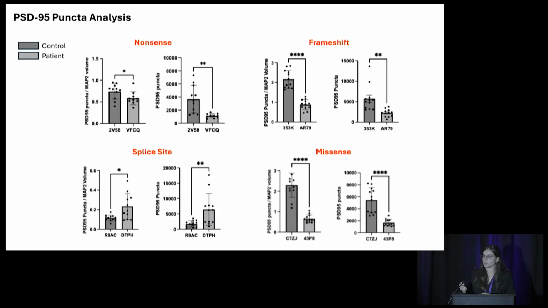So far, this is what we have seen. For all the darker bars here, that would be our controls, and then the lighter bars would be the patient, right? So we have our 4 different mutations here, and as you can see, for all of our mutations, we see an underexpression, a lower expression of PSD95 compared to control, except for the splice site mutation. In the splice site mutation, for some reason, we are seeing an overexpression of PSD95.